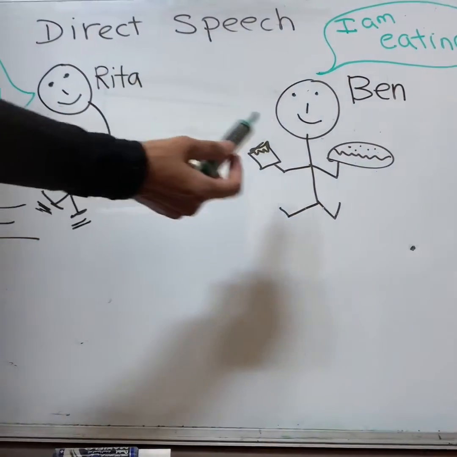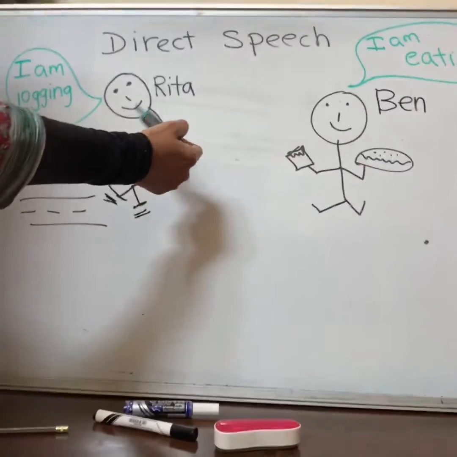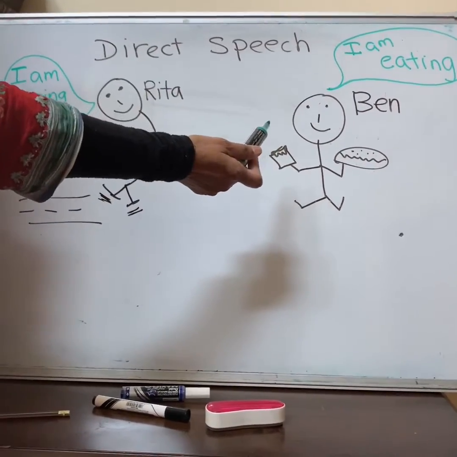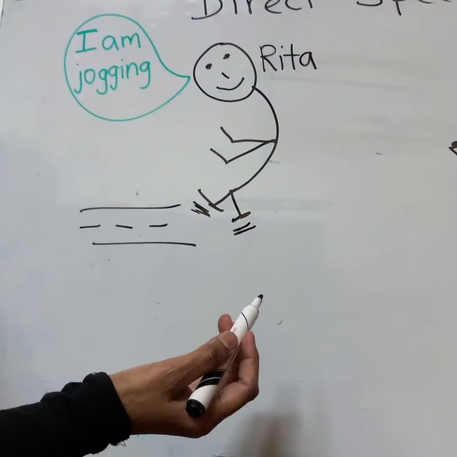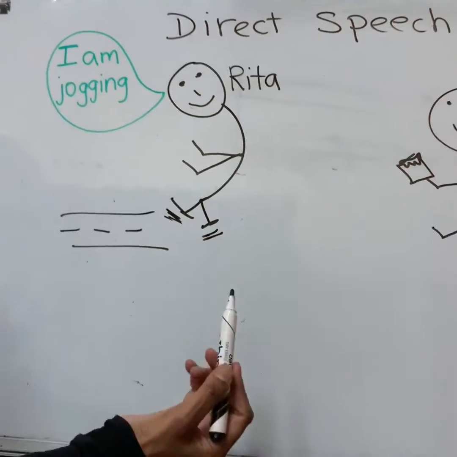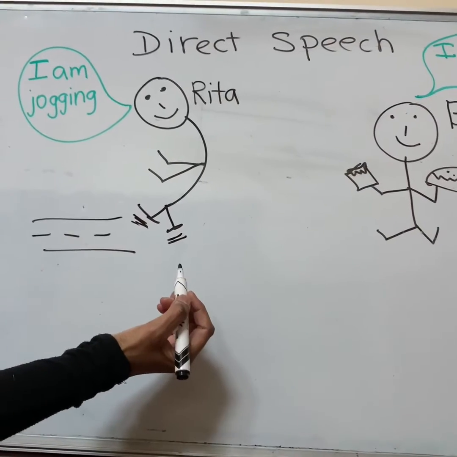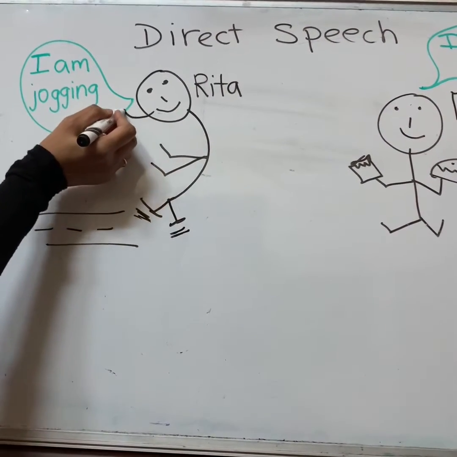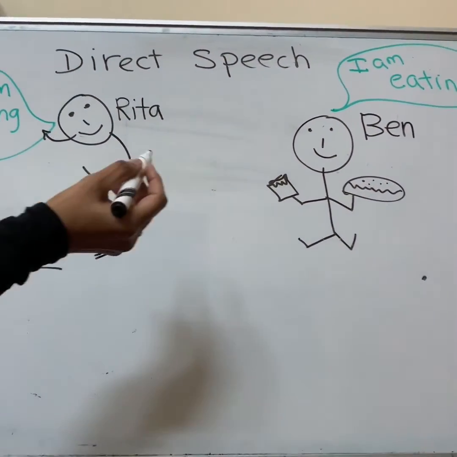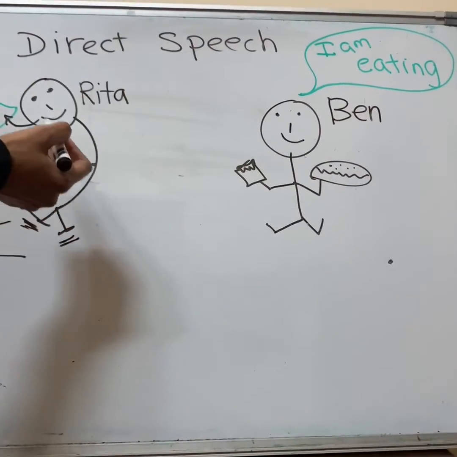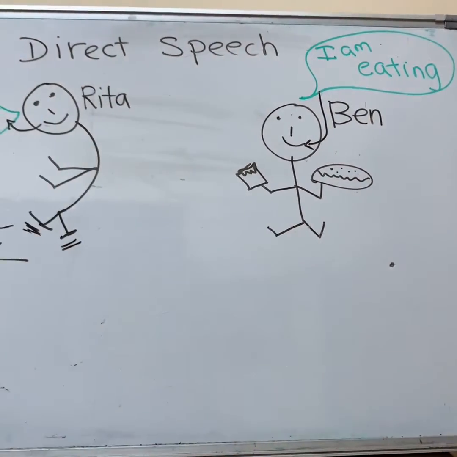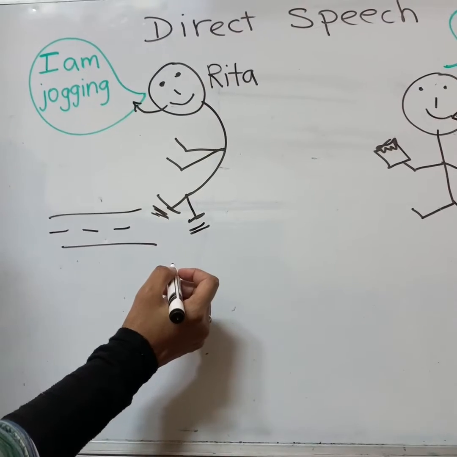So now you can look at these two children, Rita and Ben, and they are doing separate activities. Okay? Now imagine if I have to tell you what Rita said to Ben in her exact words, what came exactly from her mouth, or what Ben said to Rita, the exact words which came from his mouth, then I'm going to put it this way.